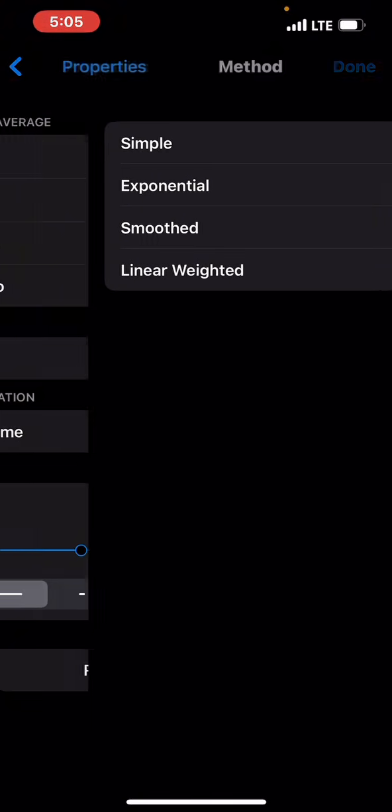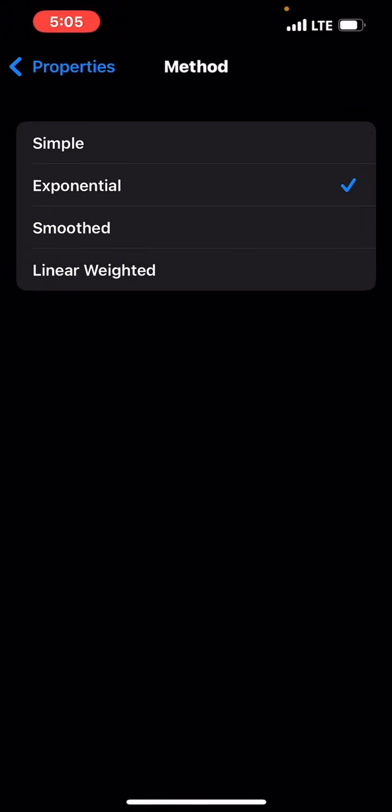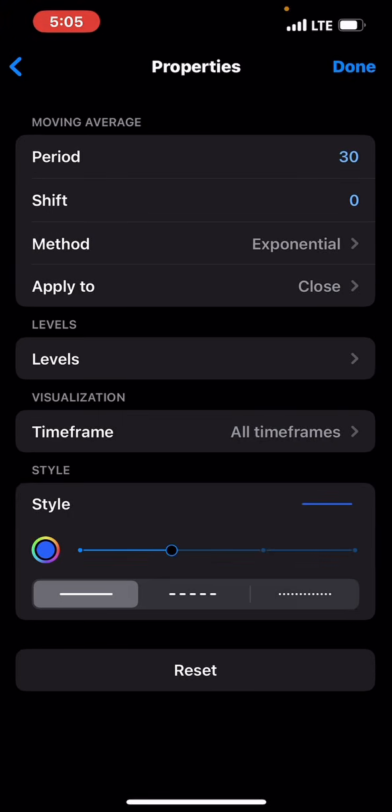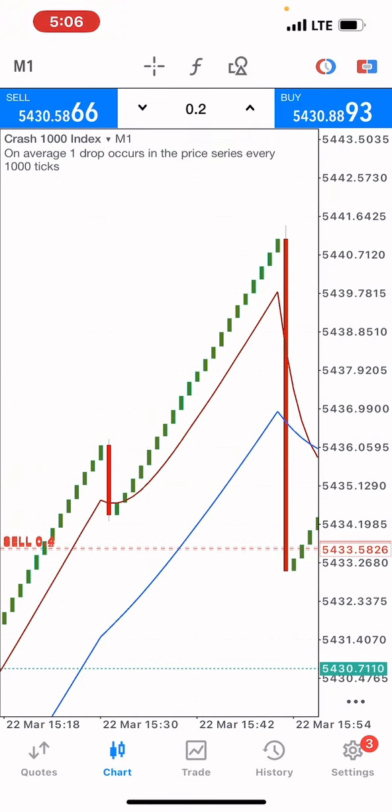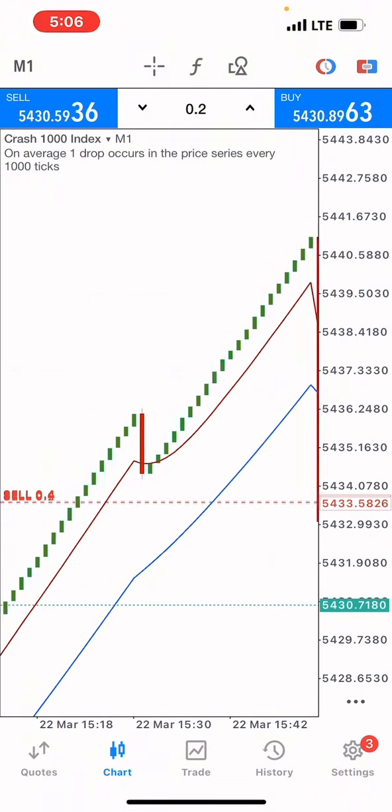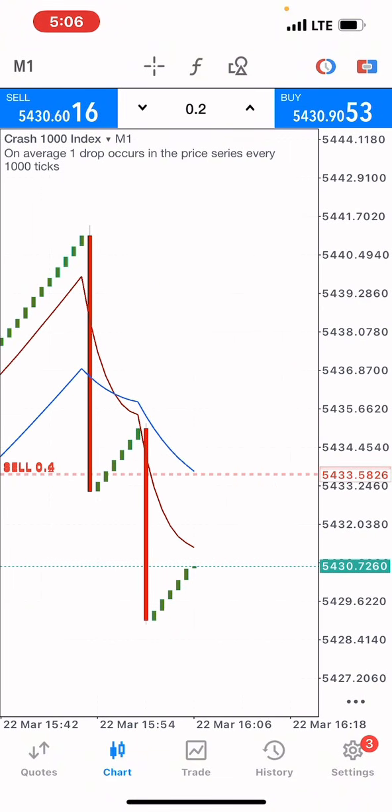Like I said, when you click that, you will see a couple of options, so you just go for exponential. For visualization here, you can see I'm using the blue color. This color will also be visible on my chart. So when I click done, I'll have my two EMA moving averages on my chart, just like what I have here. This is just for you to catch quick spikes and leave the market before it is too late.